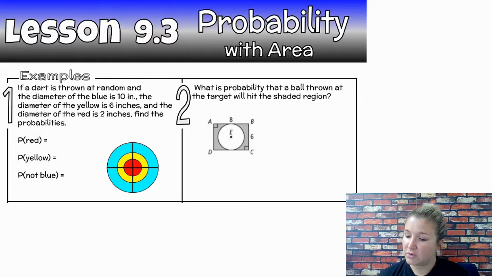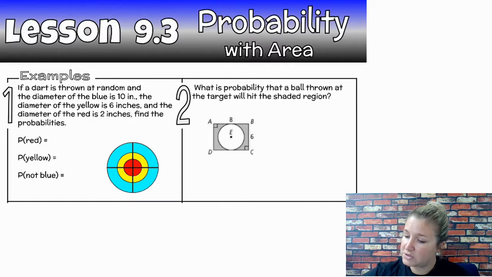So a dart is thrown at random. It has to be random because if you're trying to shoot for something, that changes the probability. The diameter of the blue on this target is 10 inches, the diameter of the yellow is 6 inches, and the diameter of the red is 2 inches. We're going to find the probability of hitting a red, a yellow, and then not a blue.